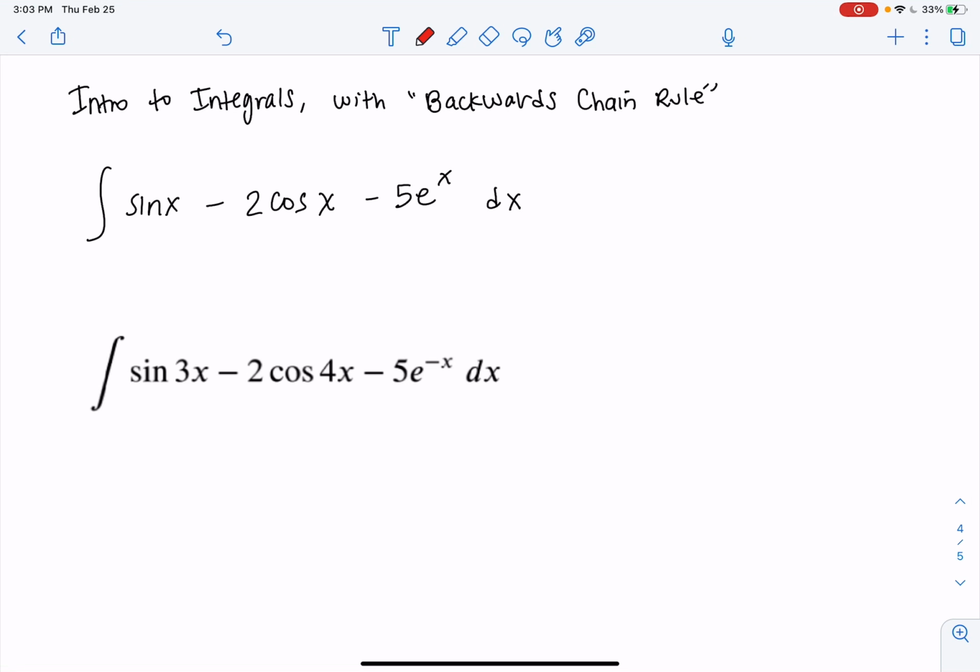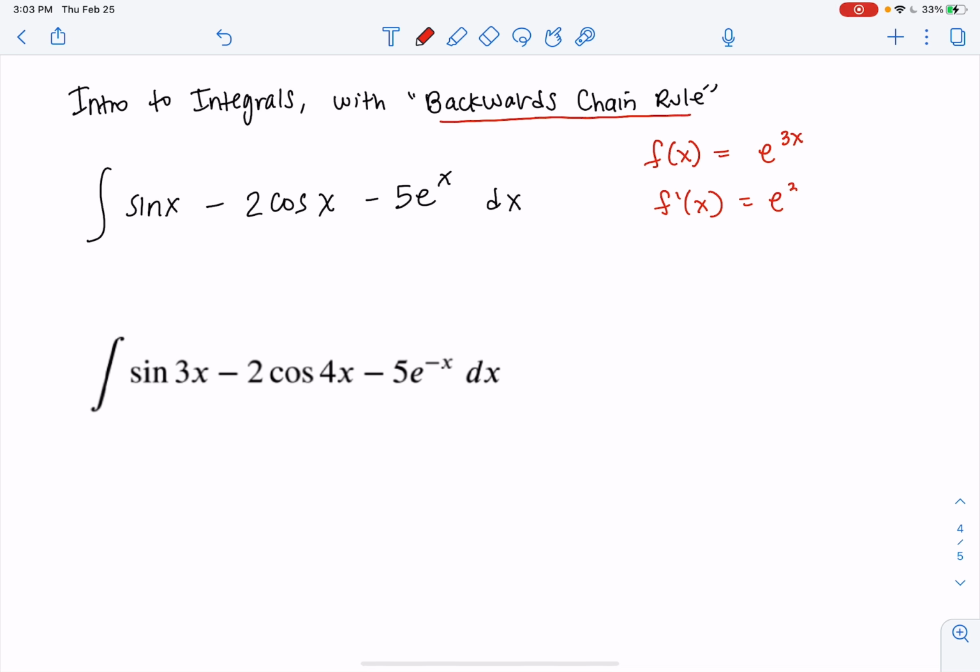In this video, I want to take our integration skills just a little bit further by introducing something called the backwards chain rule. As a reminder, if we're finding the derivative of a function like e to the power of 3x, the derivative would be e to the power of 3x times the derivative of that function right there, or the slope of that exponent, which would be 3.